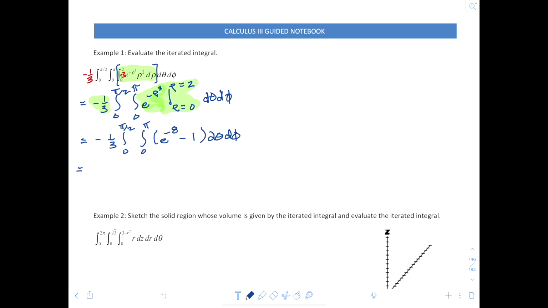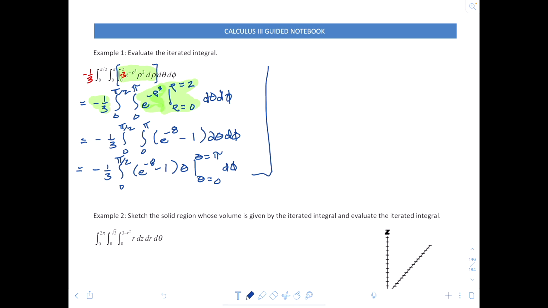Now we will have negative 1/3 times the integral. Even though this looks complicated, it's just a constant, right? e to the negative 8 minus 1. So 0 to pi over 2, and then this is just going to be the quantity e to the negative 8 minus 1 times theta, and then theta is being evaluated from 0 to pi, and then we'll still have a d phi.